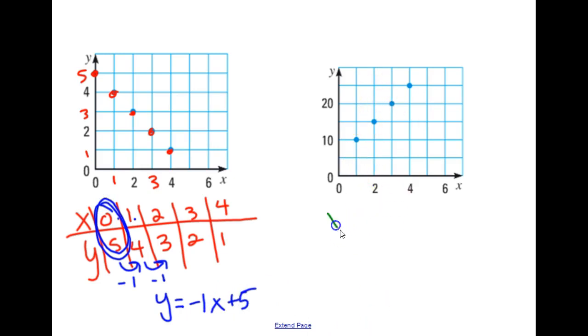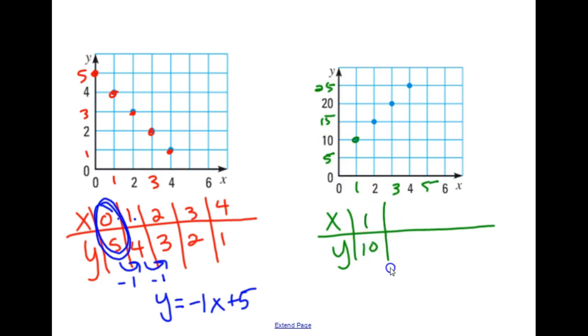Same thing over here, I'm going to take this information and put it in the form of a table. These go by 1s on the bottom. These go by 5s, 5, 10, 15, 20, 25. So when x is 1, y is 10. When x is 2, y is 15. When x is 3, y is 20. And when x is 4, y is 25.